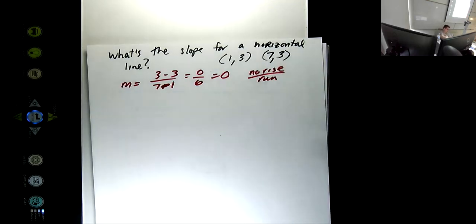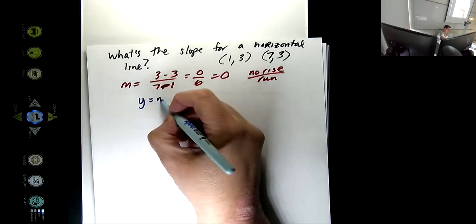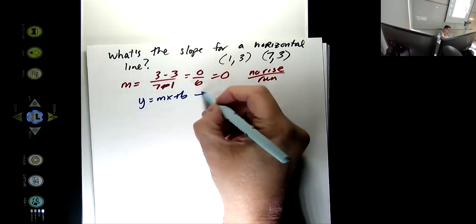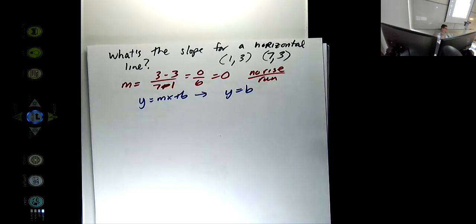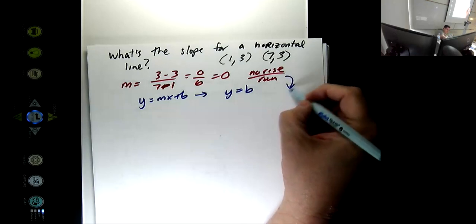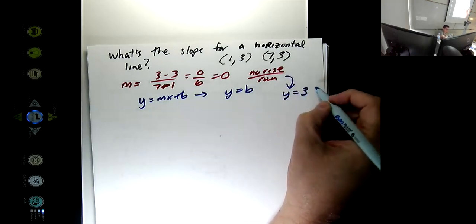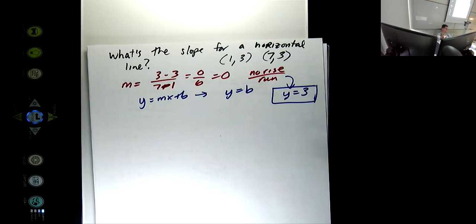So y equals mx plus b turns into y equals b. For the points I just gave right there, y equals 3. That would be the equation of that line, since we have a 0 slope.